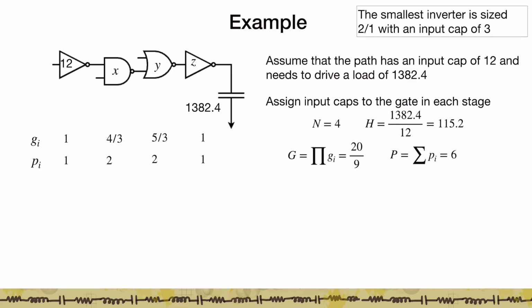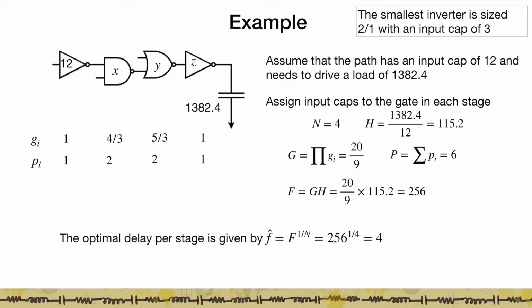Similarly, for the parasitic delays, the NAND 2 and the NOR 2 are complex gates, and their delay is twice that of the inverter. So the total parasitic delay in this path is 6. In reality, this would be 6 tau inverter, but since we have normalized the delays, this is going to be 6. Now, the path effort is given by the product of G and H, which is 20/9 times 115.2, or 256. So 256 is the path effort.